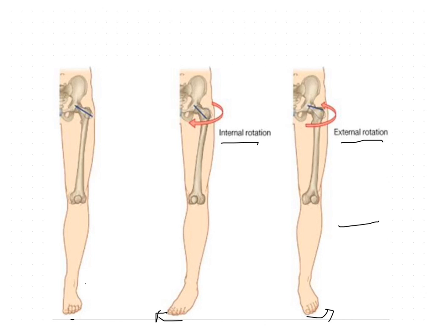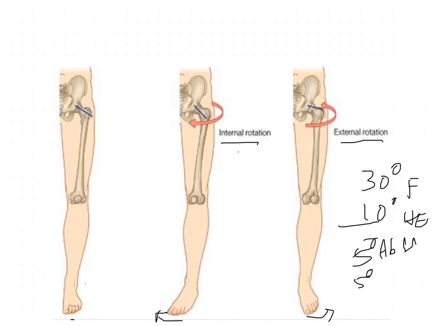Normal gait on level ground requires at least some of the following hip ranges: 30 degrees of flexion, 10 degrees of hyperextension, 5 degrees of both abduction and adduction, and 5 degrees of lateral rotation and internal rotation.